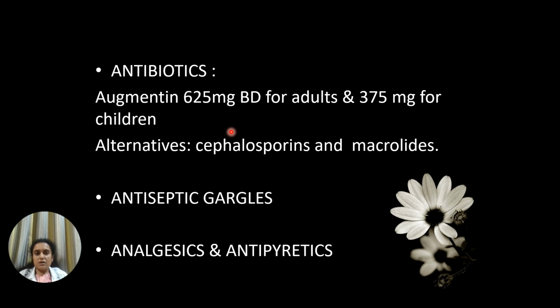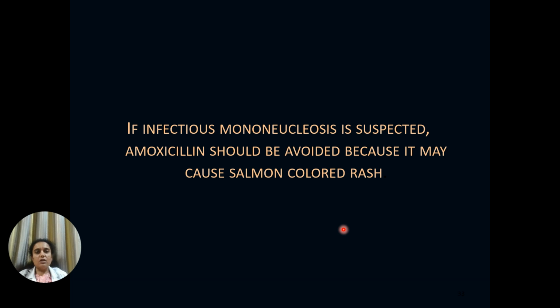Antiseptic gargles are a must. Betadine mouth gargles would be ideal. If not, simple salt water gargling in lukewarm water. Analgesics for pain and antipyretics in case of fever. So that was about the treatment of acute tonsillitis. Now, if infectious mononucleosis is suspected, we should avoid giving amoxicillin because it can cause a salmon colored rash.